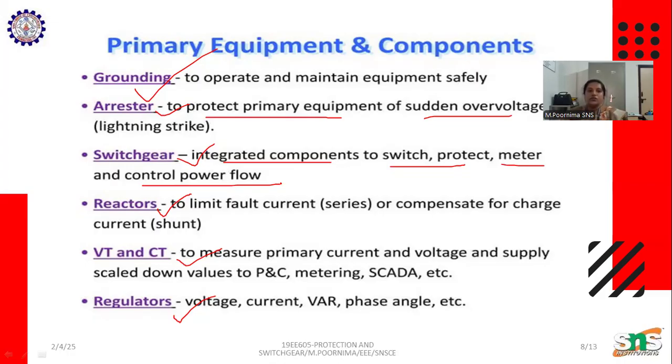And the reactor is used to limit the fault current in series, or to compensate for charging current in a shunt reactor. And we know that the voltage transformer and current transformer take the primary current and voltage and scale them down to values for PCs, meterings, and SCADAs, etc. And regulators, we know, are voltage regulators, current regulators, phase angle regulators, etc.